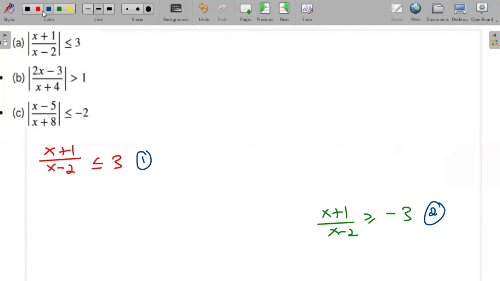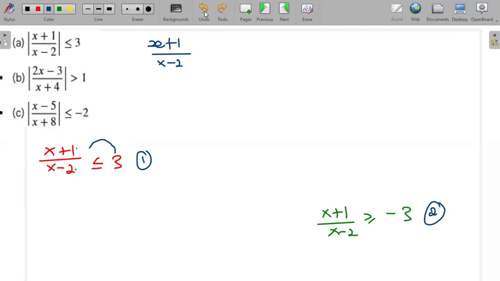Okay, so we start with the first one there. The first one is (x + 1)/(x - 2), and I can see a 3 there. Some of you might be tempted to just equate this to 0, find your critical values and then do whatever you want. But no, you have to make sure that on the other side of the inequality there's always 0. If there's no 0 there, you bring whatever is there to the left.